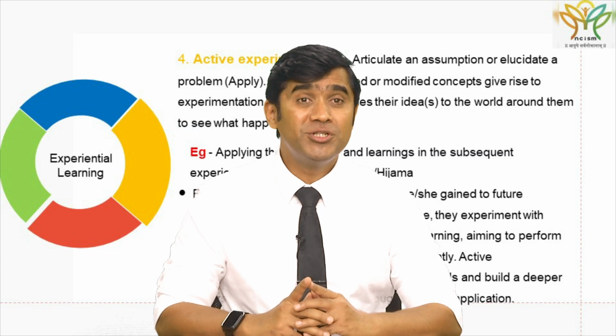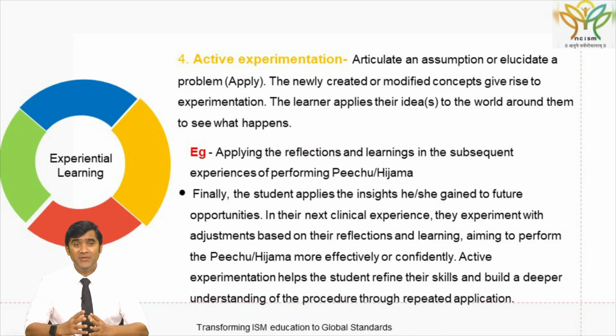Step 4 involves active experimentation. At this phase, the student applies what he learnt in subsequent experiences of performing PHU and hijama. Here the student applies the insights he or she gained to future opportunities. In their next clinical experience, they experiment with adjustments based on their reflection and learning, aiming to perform the PHU or hijama more effectively or confidently. Active experimentation helps the student refine their skills and build a deeper understanding of the procedure through repeated application.